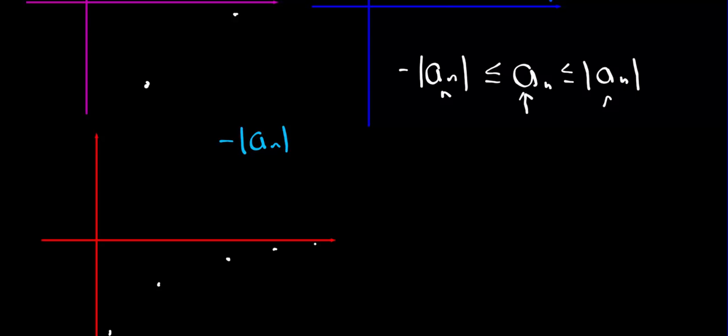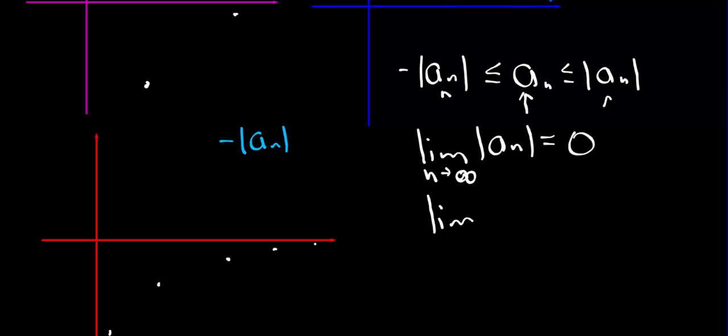Now, let's suppose that the limit of the absolute value of A sub n is equal to 0. Well, if that's the case, automatically we know that the limit of the negative absolute value of A sub n is equal to 0.